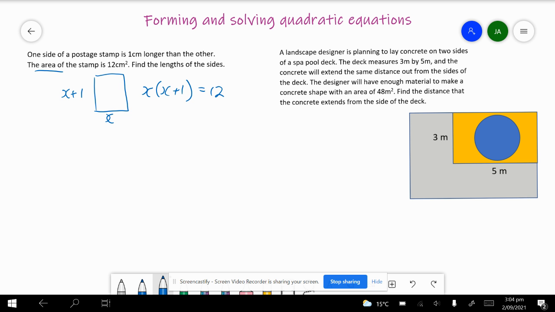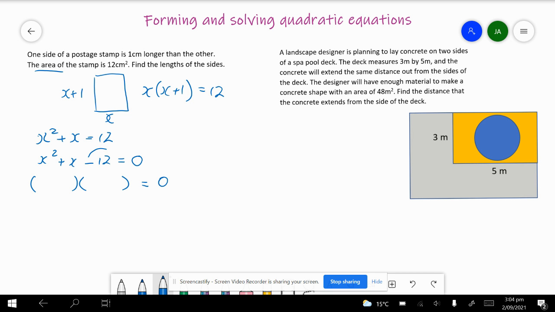Okay. Right, let's expand that out. So we've got x squared plus x equals 12. Now remember, to solve a quadratic, we need to put it equal to 0. So we've got x squared plus x minus 12 equals 0. Okay, and now we factorise that. First, look for a common factor. There's no common factor there, so we're going to try and put it in two brackets.